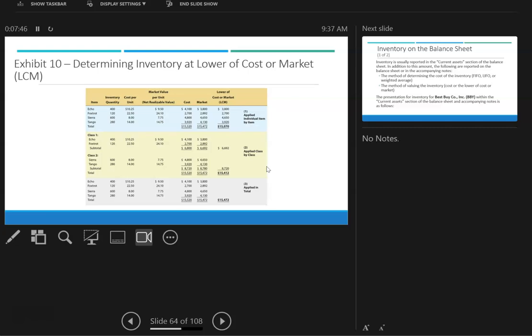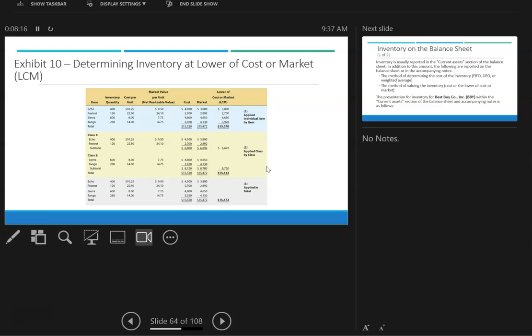Do you see that Echo? We paid $10.25, but the lower of cost or market here is $9.50. If the LCM, the lower of cost or market, is lower than the cost, we have to write down that inventory. So in that case, that's going to be written down. Look at Foxtrot. Which is lower, cost or market value?